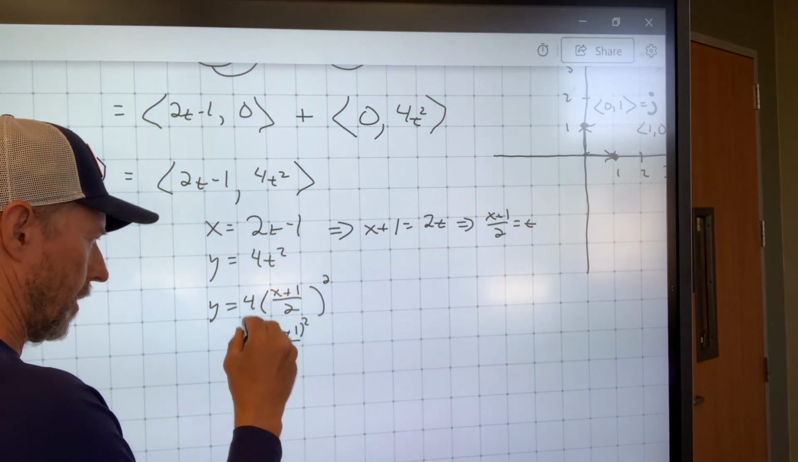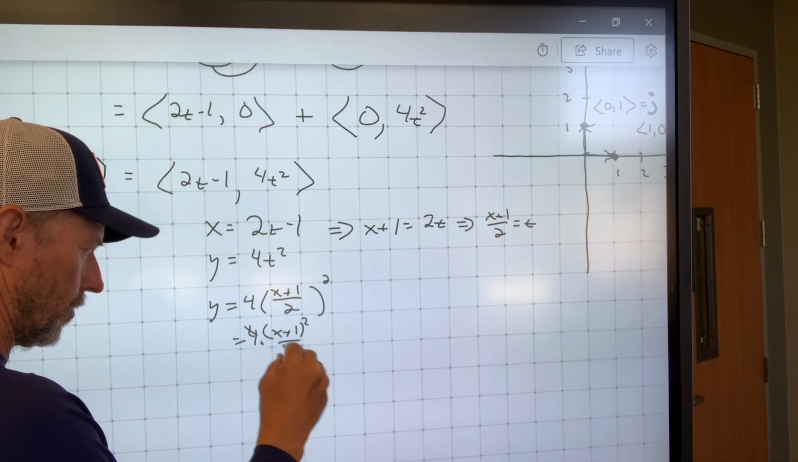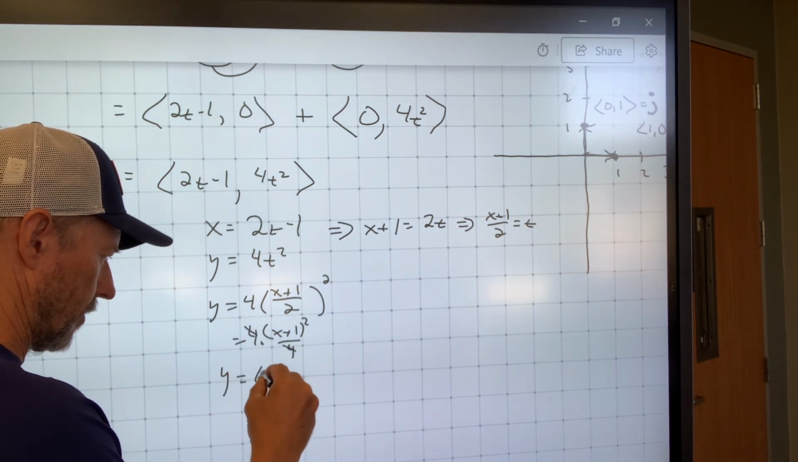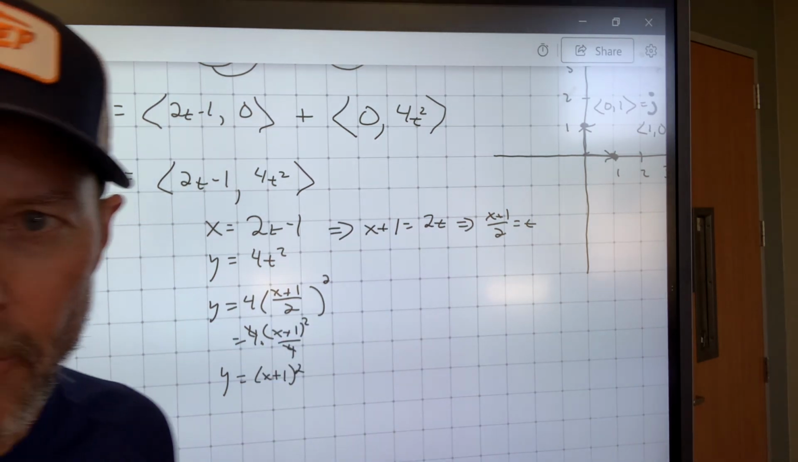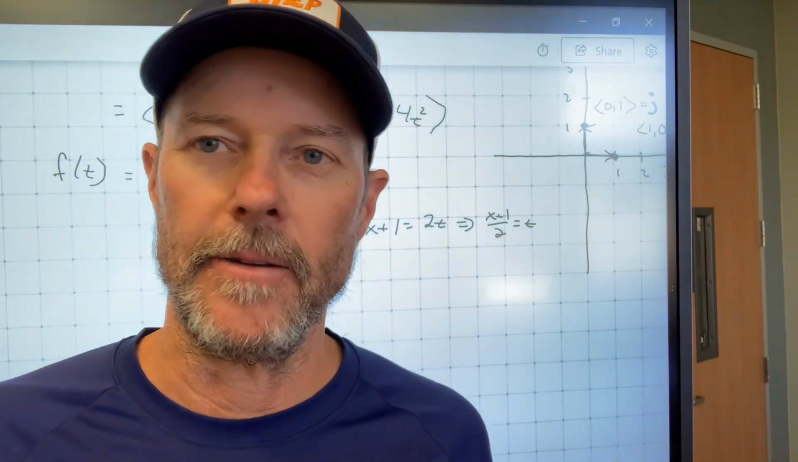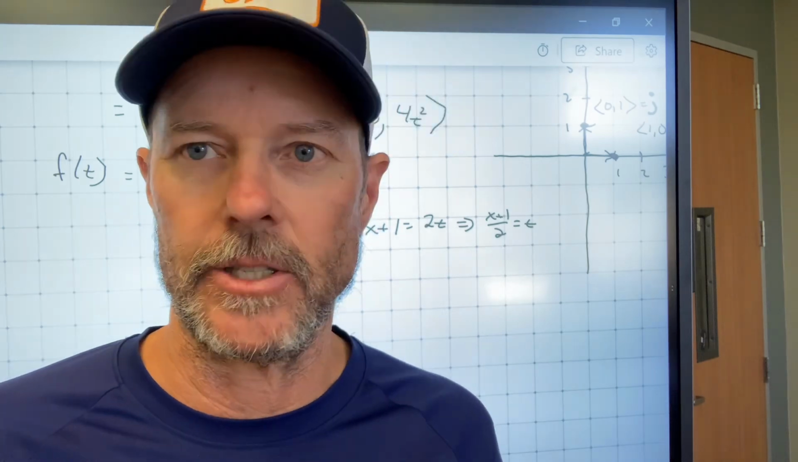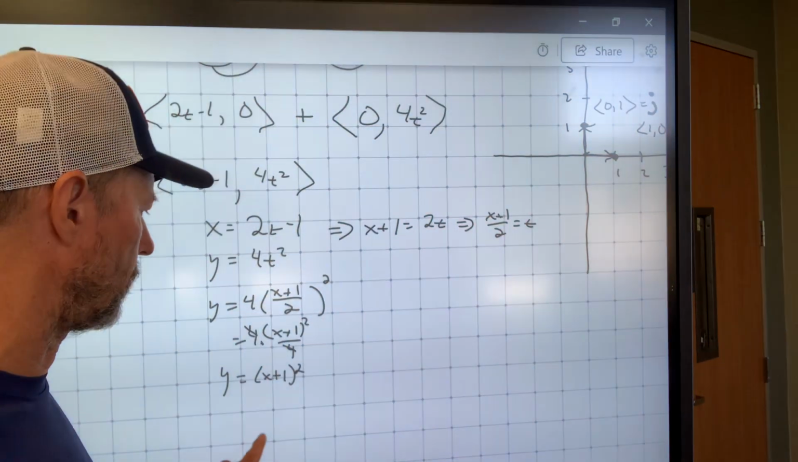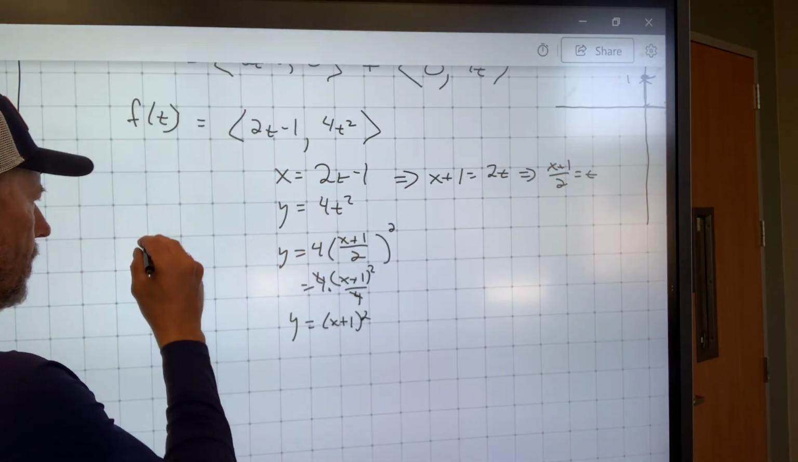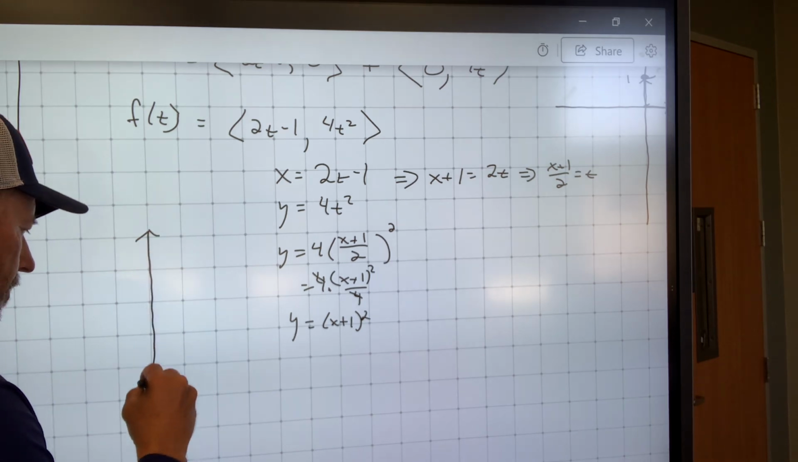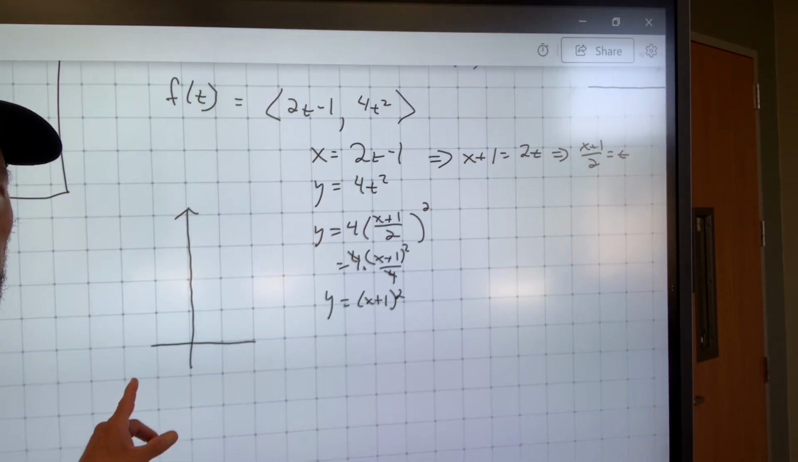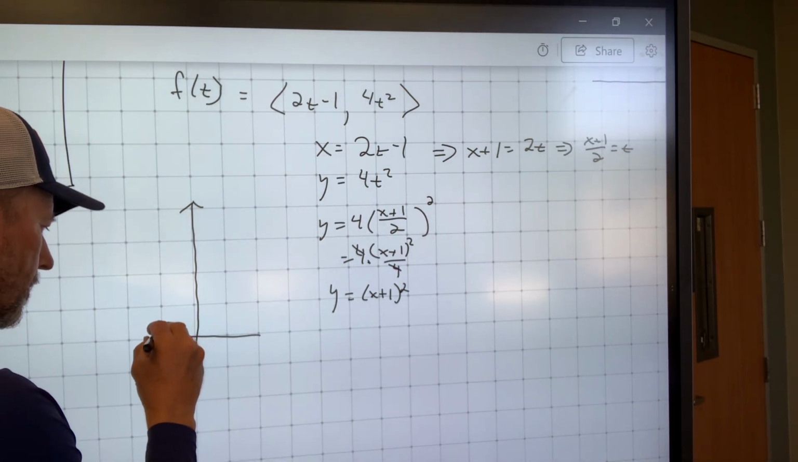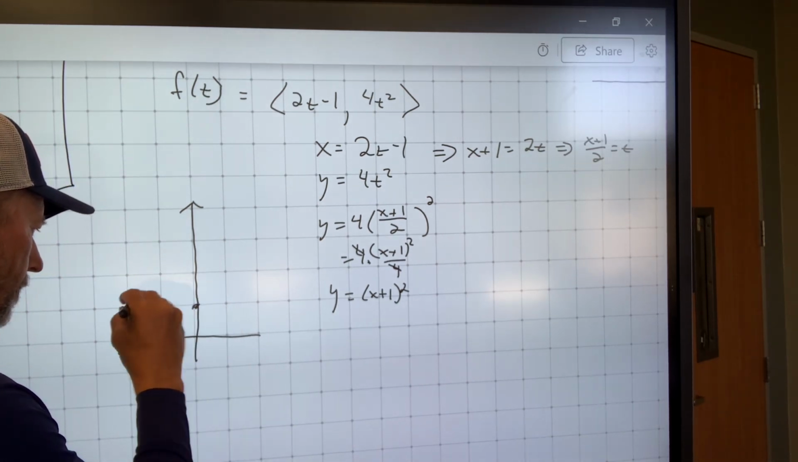And it's being multiplied by this 4. So those 4's go away. And I have y equals (x + 1) squared. And so I see this is nothing more than a parabola. In fact, it's the parent parabola shifted to the left 1 unit because of the plus 1. So the graph of this vector valued function, once you take out the dynamic aspect of the parameter, is going to look just like this.